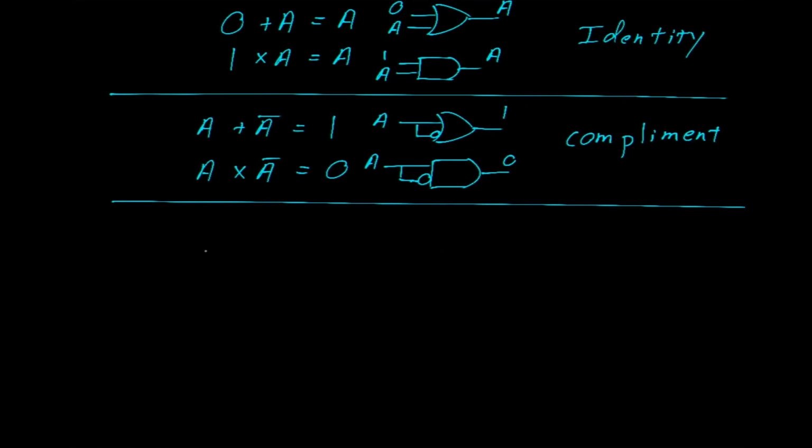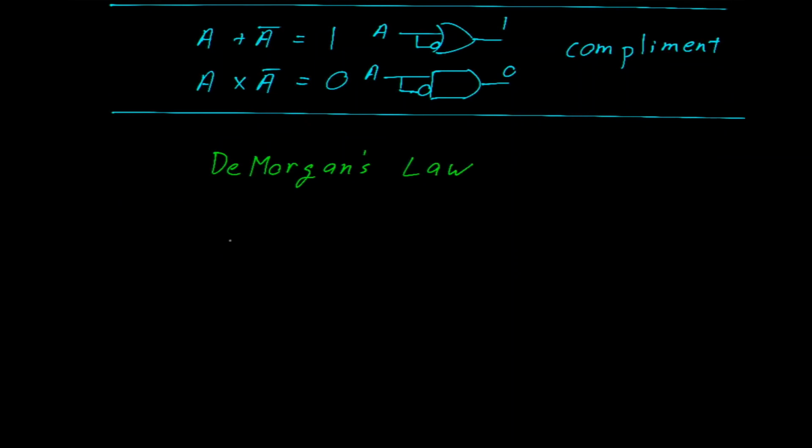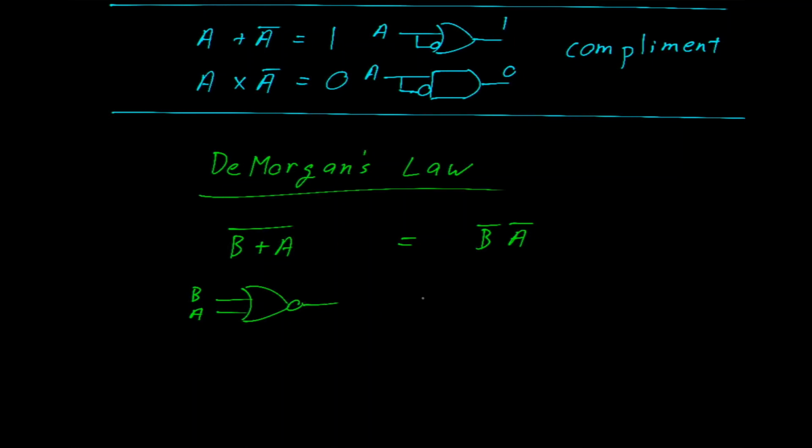The next property is called De Morgan's law. And it goes like this. B or A, all naught, is equal to B naught A naught. If we were to sketch this at the gate level, this is an OR gate. Actually, it's not an OR gate, it's a NOR gate with inputs B and A. And De Morgan's law tells us that that is equal to an AND gate with B naught and A naught as inputs.